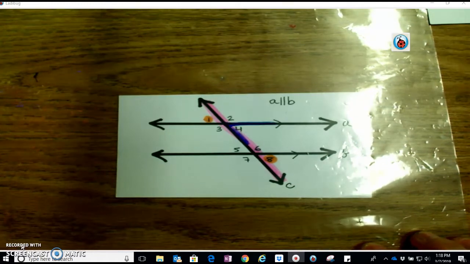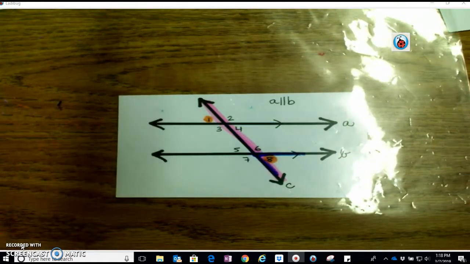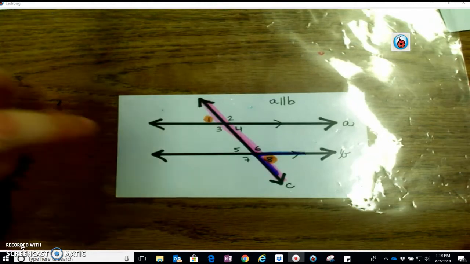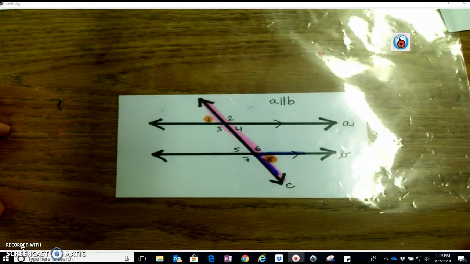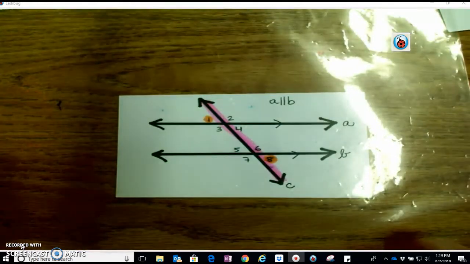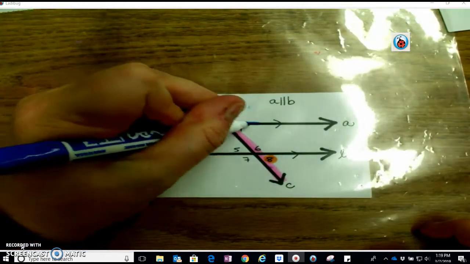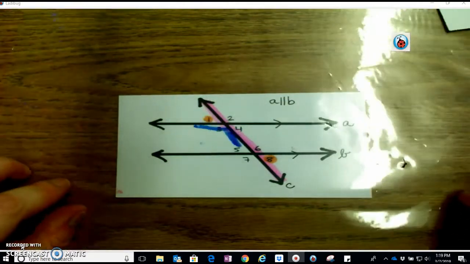Well, let's slide that over, and we traced angle 1. I'm going to slide that over, and what do you notice about angle 8 and angle 1? They're equal in value. So if you have parallel lines, alternate exterior angles are going to be equal in value. And to prove that, I can also show you for angle 2. If I were to trace angle 2, notice it would also equal angle 3.